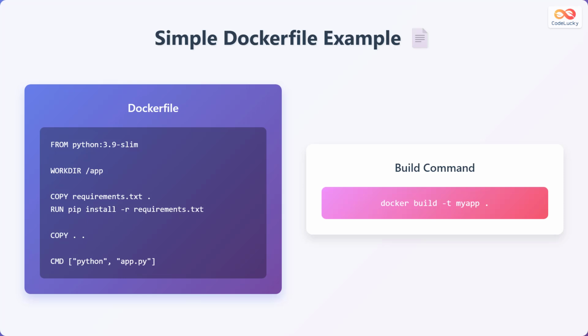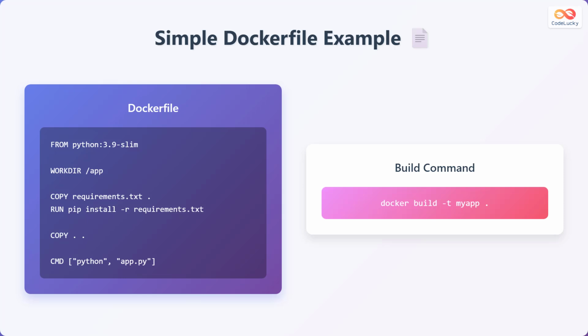Then we have COPY requirements.txt . This command copies the requirements.txt file from the current directory to the /app directory. The next command is RUN pip install -r requirements.txt. This command installs the Python dependencies from the requirements.txt file.